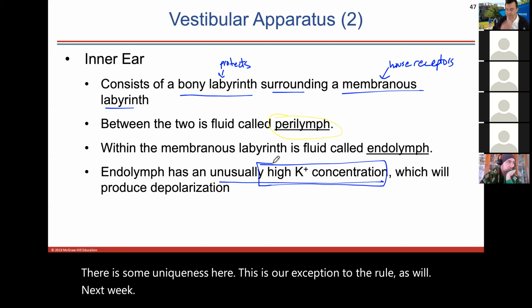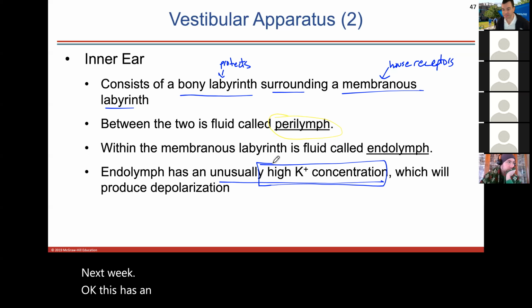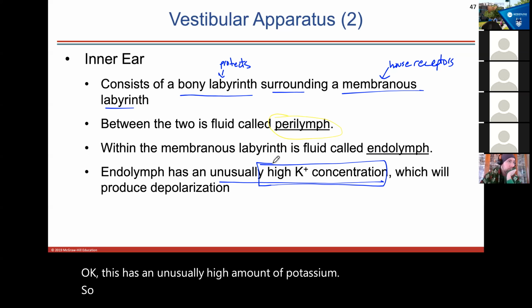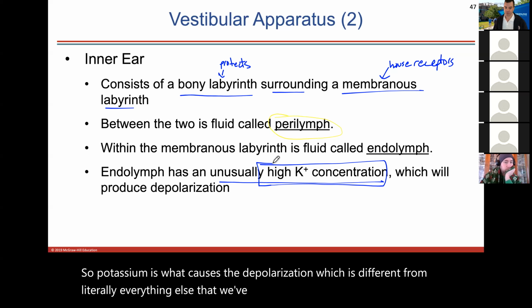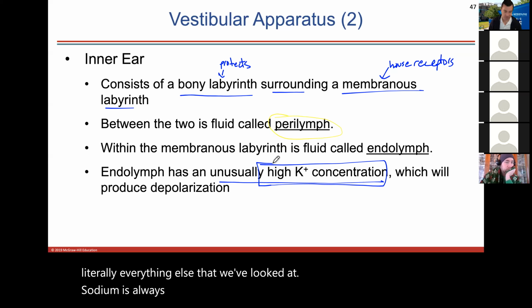Okay, this has an unusually high amount of potassium. So potassium is what causes the depolarization, which is different from literally everything else that we've looked at. Sodium is always a depolarizer. Potassium is always a repolarizer or a hyperpolarizer. This is the one exception to the rule.